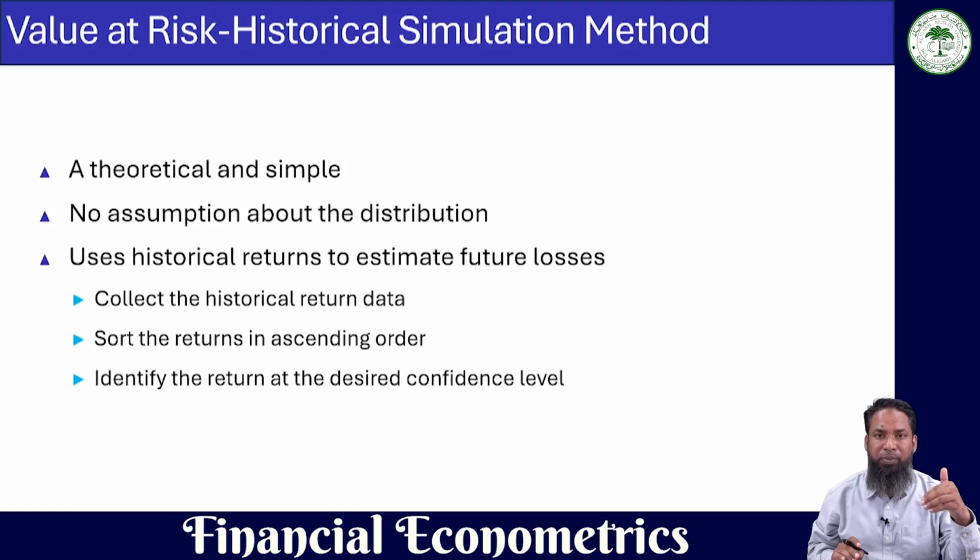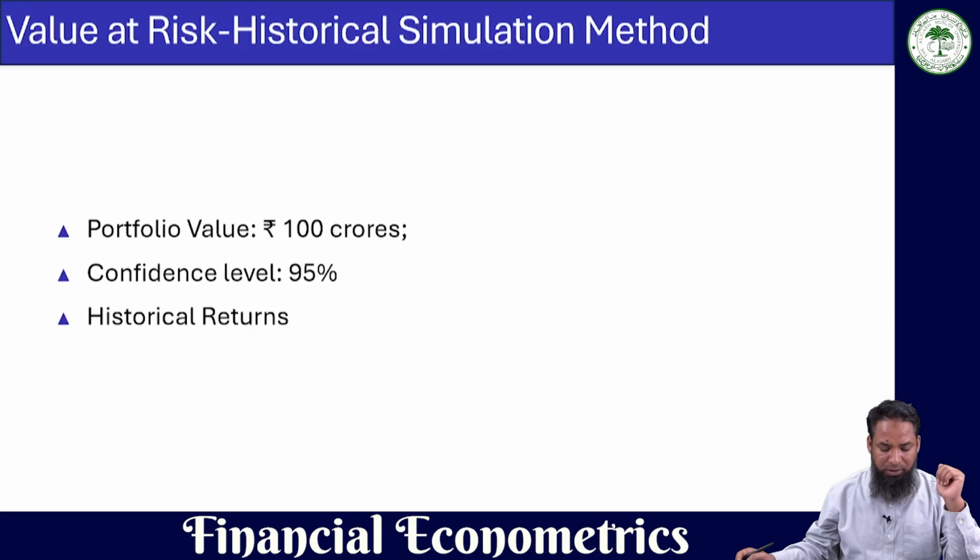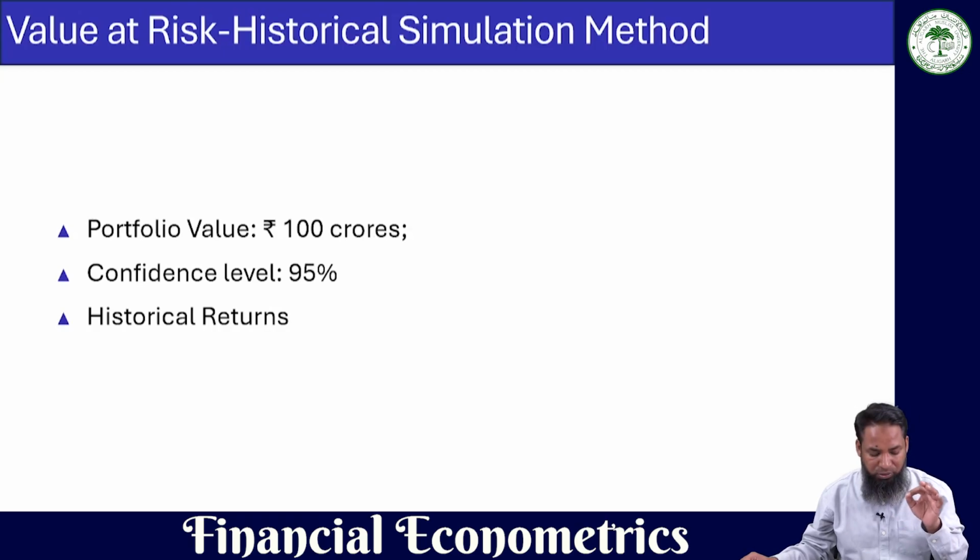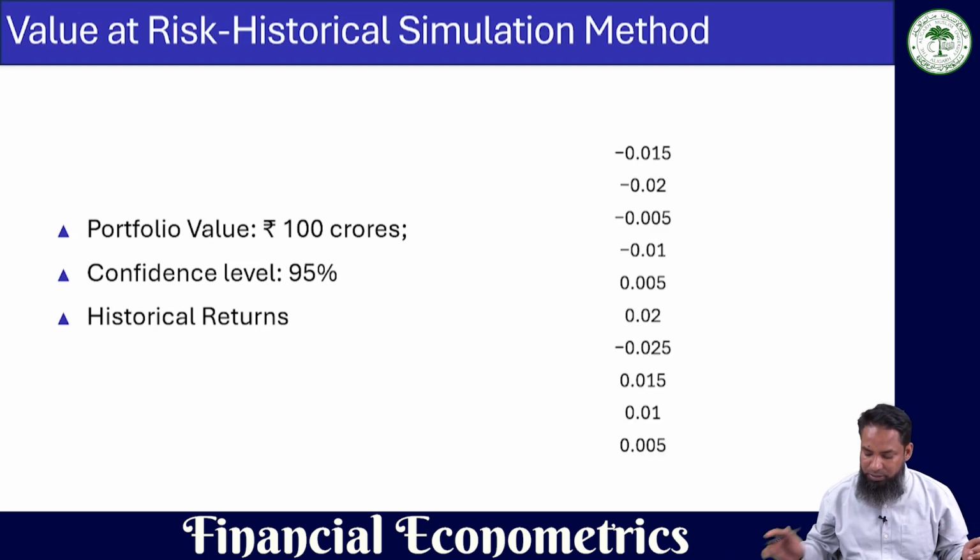Let us take an example and it will be clear, because this is a very simple and easy method to calculate. Let us say we have the portfolio details like this. The portfolio value is rupees 100 crore and the confidence level is 95%. At that probability level we want to estimate the value at risk. And let us say we have 10 days of historical returns. Just for the example we are taking this; most of the time we take at least 2 or 3 years of historical returns. So these are the historical returns we have, the first 10 days.